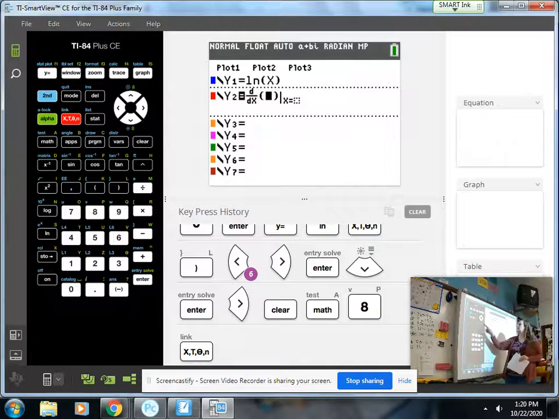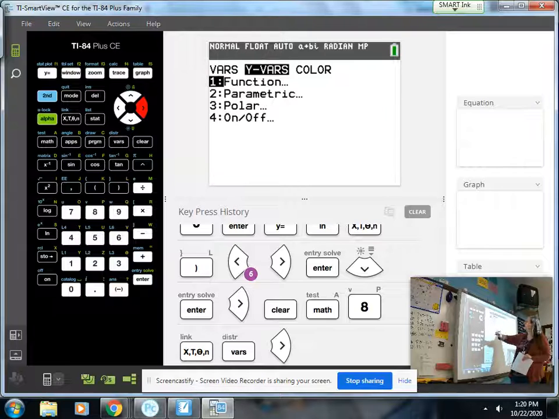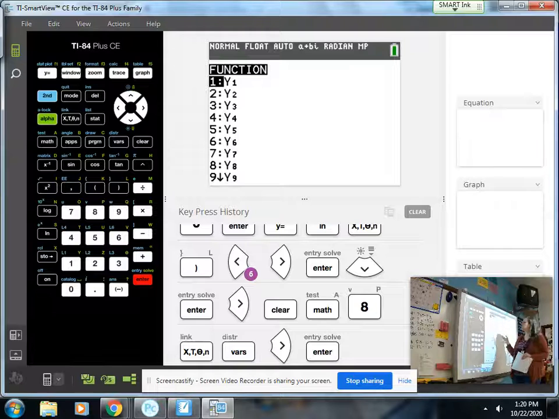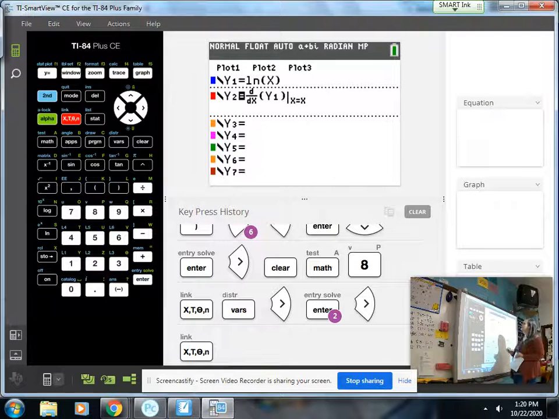So if you click on this VARS key, which I think stands for variables, and if you go over to y variables, select number 1, function, and then it'll let you select any of the y entries. And I want to select number 1, which means anytime I'm graphing a derivative, I'm always going to be graphing the derivative of whatever is in that first entry. And I want to graph it for all of the x's, not just at a particular number. So I'm going to let x equal x.